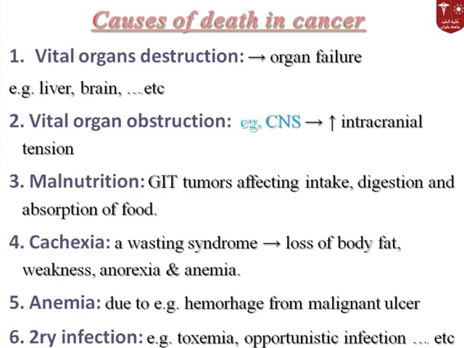Moreover, as we know, malignant tumors can have hemorrhage because they form new vessels that have weak walls, right? Hemorrhage means loss of red blood cells from the circulation. So this may lead to anemia, which leads to more weakness of the cancer patient.